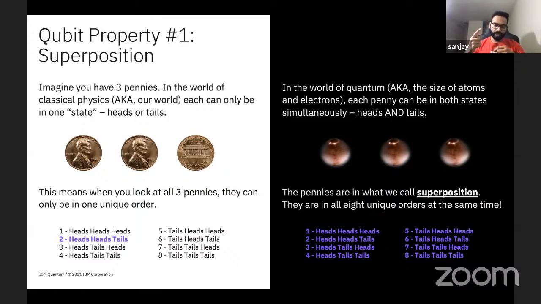So one qubit has three possible states. It can be in head, it can be in tail, or it can be in head and tail at the same time. And this property of having a qubit in head and tail is called superposition. So if I have three qubits, I can be in all unique combinations at the same time. Now let's explore it more.